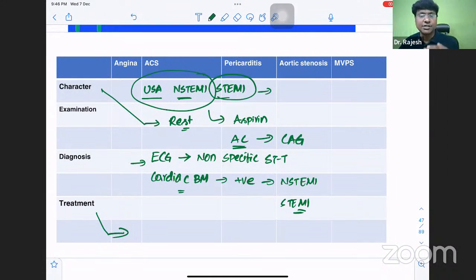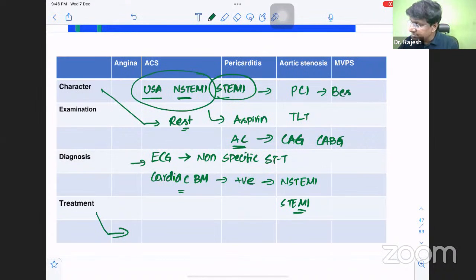Once you diagnose it is an ST elevation MI, we have various methodologies of revascularization: percutaneous coronary intervention, thrombolysis, and coronary artery bypass graft. But among all these, what is the best method for revascularization? That is percutaneous coronary intervention. If the patient presents as early as possible, the earlier you do revascularization, the more myocardium will be saved and the better will be the outcome.